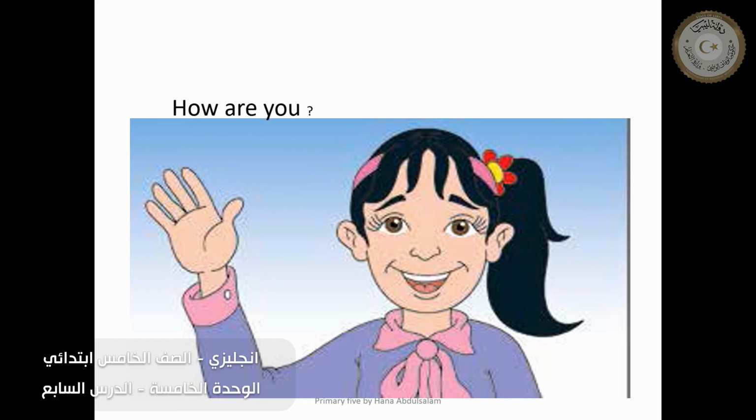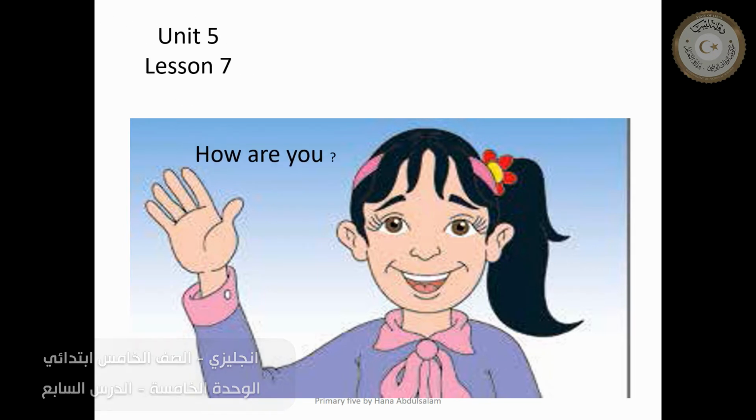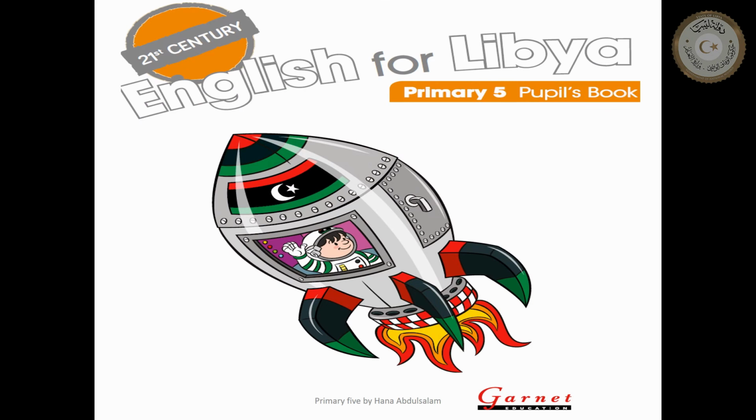Today we have Unit 5, Lesson 7. So, English for Libya, Primary 5 Pupils Book. Look at pages 80 and 81.